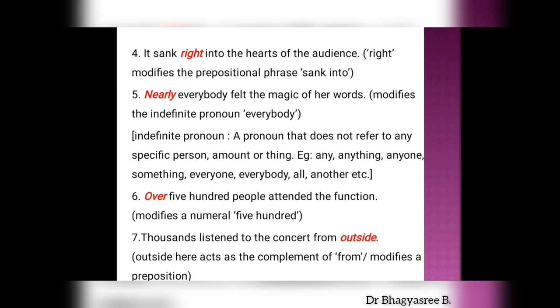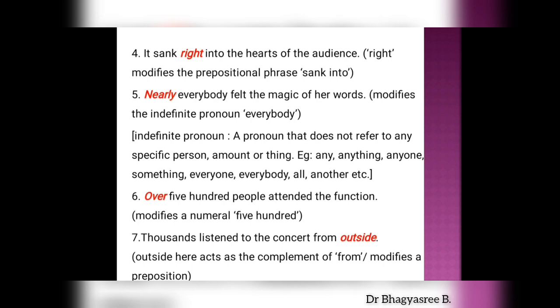And the fifth one is, nearly everybody felt the magic of her words. So here nearly is modifying the indefinite pronoun everybody. We have already seen the definition for an indefinite pronoun, so if you want, you can note this down. A pronoun that does not refer to any specific person, amount or thing can be termed as an indefinite pronoun. For example, any, anything, anyone, everyone, everybody, all, etc. An indefinite pronoun is usually vague, that is not clear and not definite. So in this sentence, nearly is modifying or qualifying the indefinite pronoun everybody.